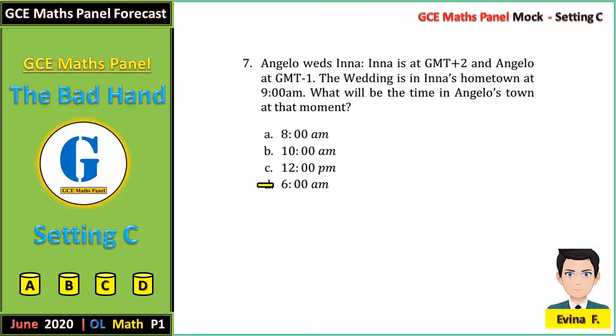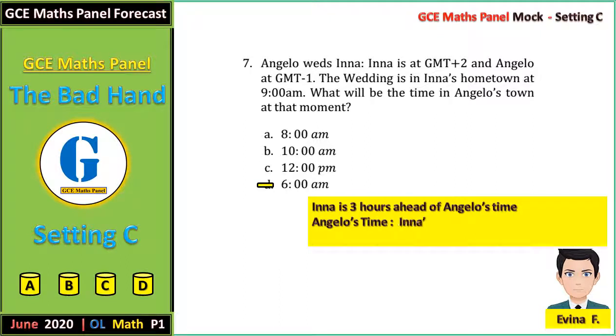Question 7, Angelo weds Ina. Ina is at GMT plus 2 and Angelo is at GMT minus 1. The wedding is in Ina's hometown at 9 a.m. What will be the time in Angelo's town at this moment? Here we have to understand that Ina is 3 hours ahead of Angelo's time, because she's 2 hours ahead of GMT, while Angelo is 1 hour behind GMT. So she's 3 hours ahead of Angelo's time. So to have Angelo's time, just take Ina's time and subtract 3 hours, and that gives us 6 a.m.